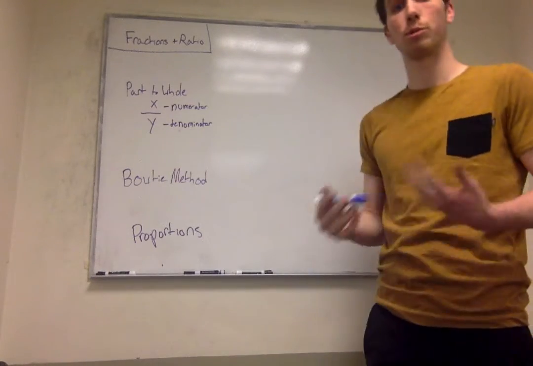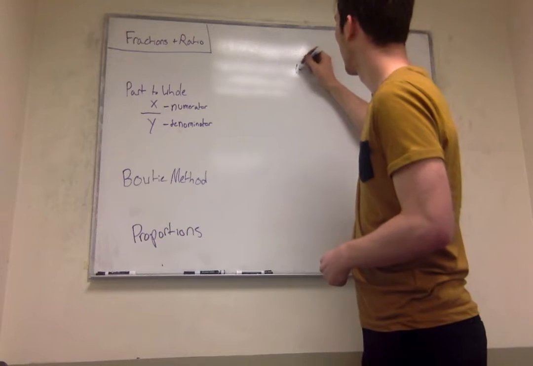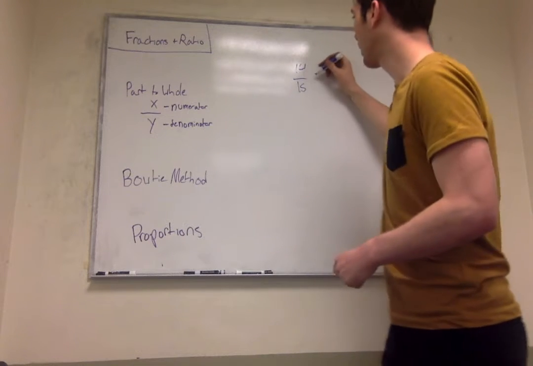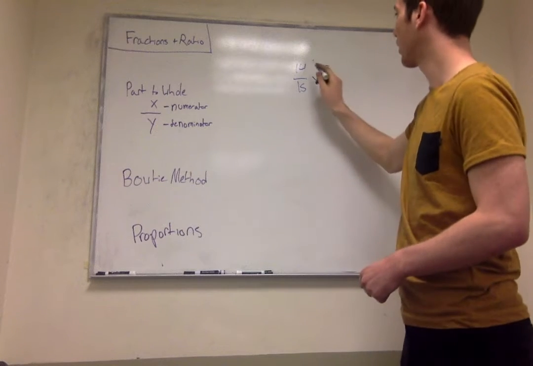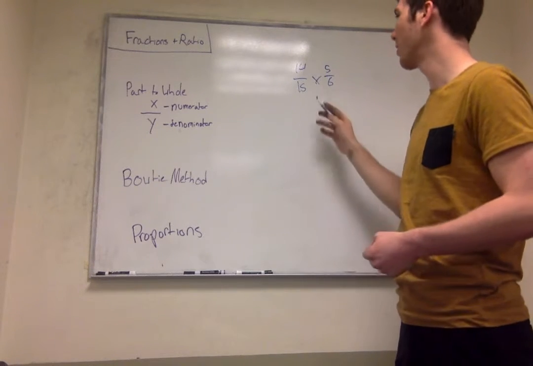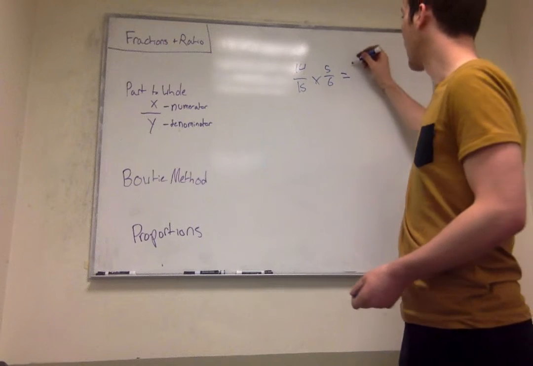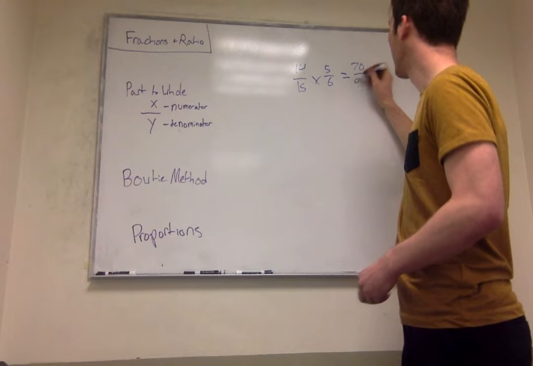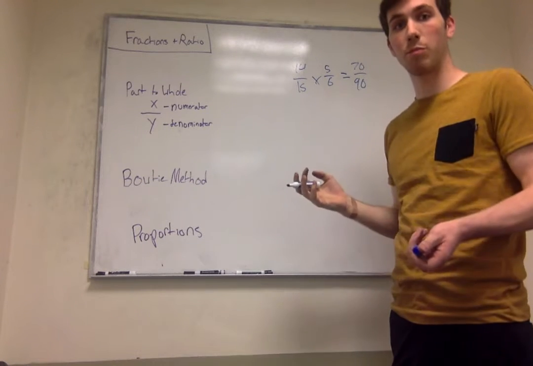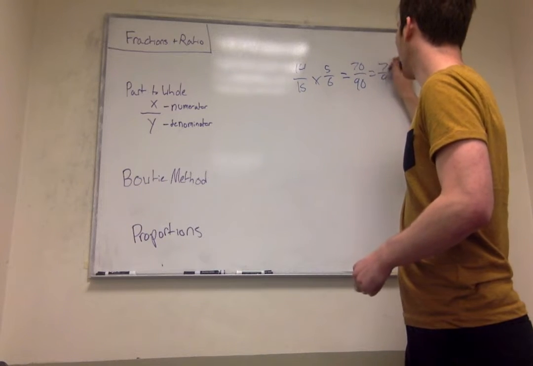Then we're going to move on to multiplication. Multiplication is actually fairly simple for fractions. Say we have 14/15, and we want to multiply that by 5/6. We're just going to multiply our 2 numerators together and our 2 denominators together. So 14 times 5 is going to be 70, and then 15 times 6 is going to be 90. And we can simplify that because they both have a factor of 10. That's going to give us 7/9.